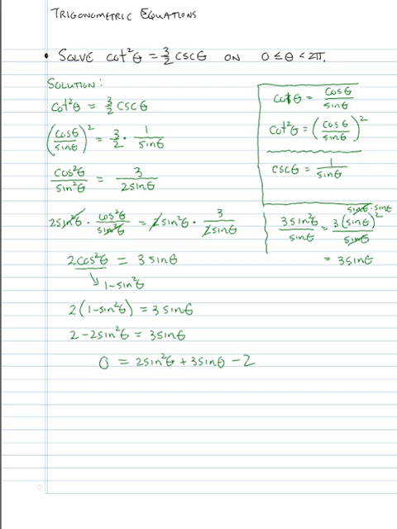Let's see what we're going to do here. Well, as we investigate, we're thinking of this as like 0 is equal to 2x squared plus 3x minus 2, and so we're looking at how we would factor this. But instead of x's, we have sine of theta. So I'm going to suggest 2 times the sine of theta times the sine of theta. That's how we get 2 sine squared theta.